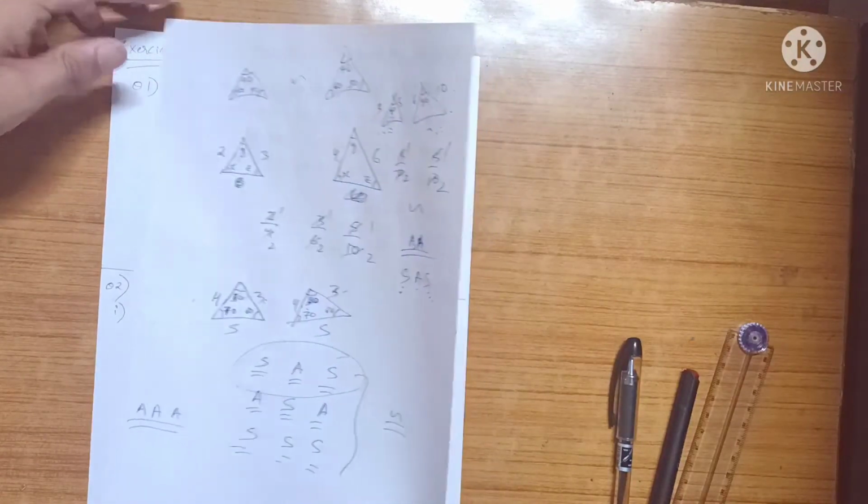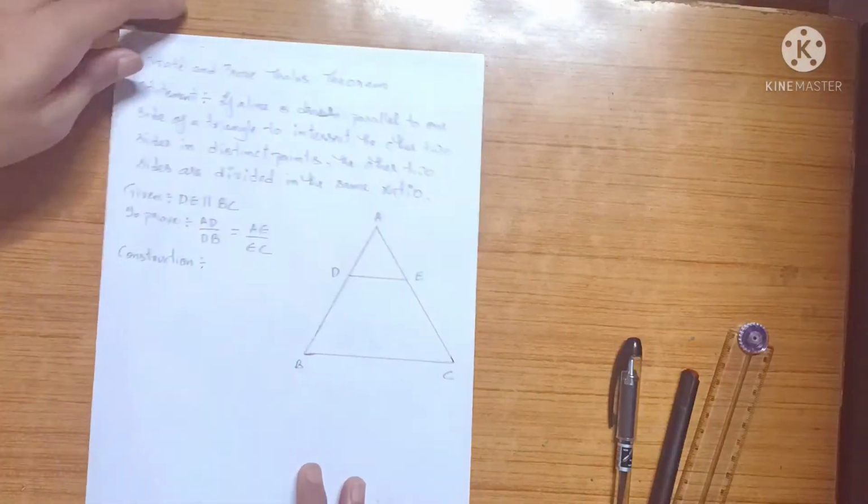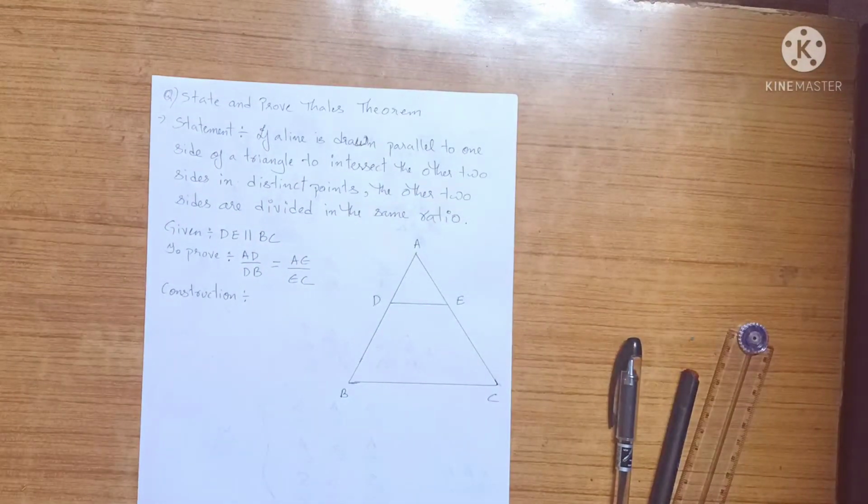So that's the basics of similar triangles and congruent triangles. Before we start 6.2, please make sure you watch the video of 6.1. I'll upload it in Google Classroom.